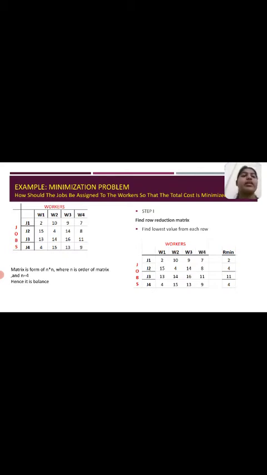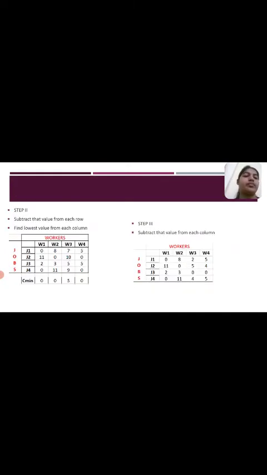Step 1. Find the row reduction matrix. Find the lowest value from each row. For the first row, J1 the lowest value is 2, J2 the lowest value is 4, J3 the lowest value is 11, J4 the lowest value is 4. Step 2. Subtract the value from each row.